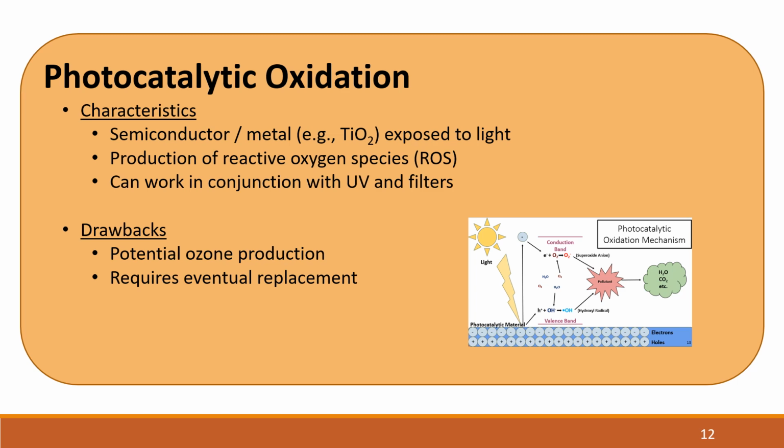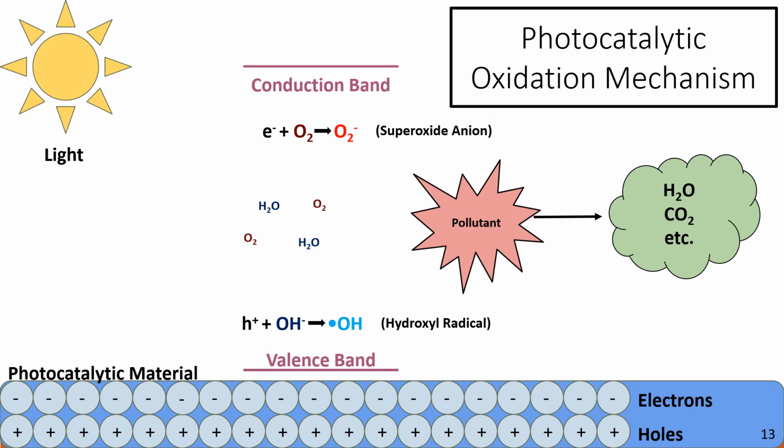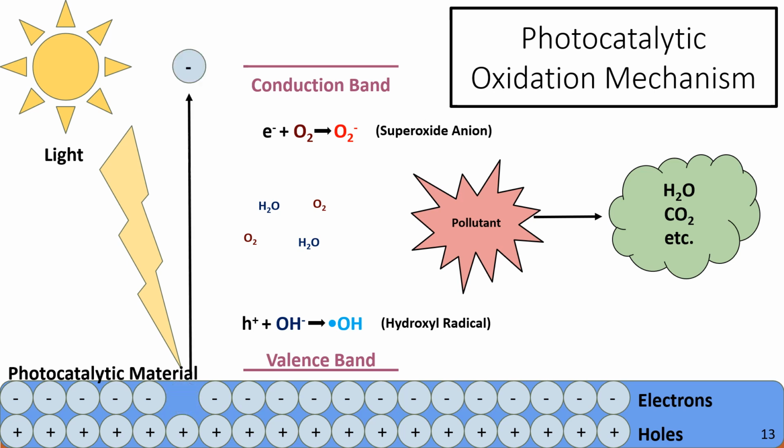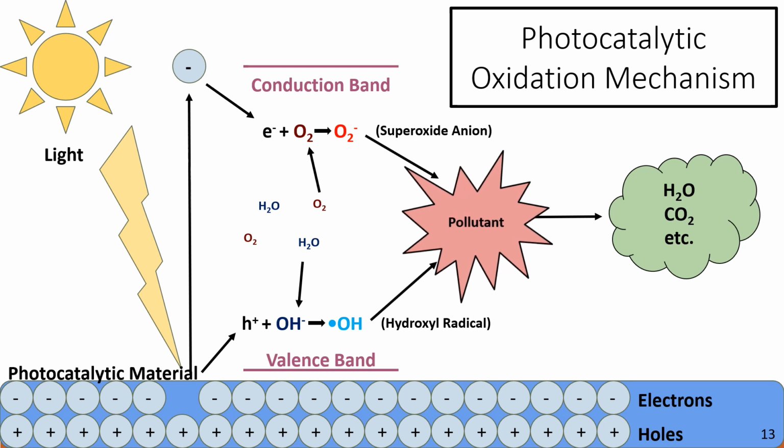Let's look more into how the PCO mechanism works. When light with sufficient energy, usually UV light, irradiates the material, an electron is ejected into the conduction band, leaving a hole in the valence band. Oxygen and water molecules in the air then react with the electrons and holes, creating superoxide anions and hydroxyl radicals respectively. These reactive oxygen species then move on to degrade pollutants.